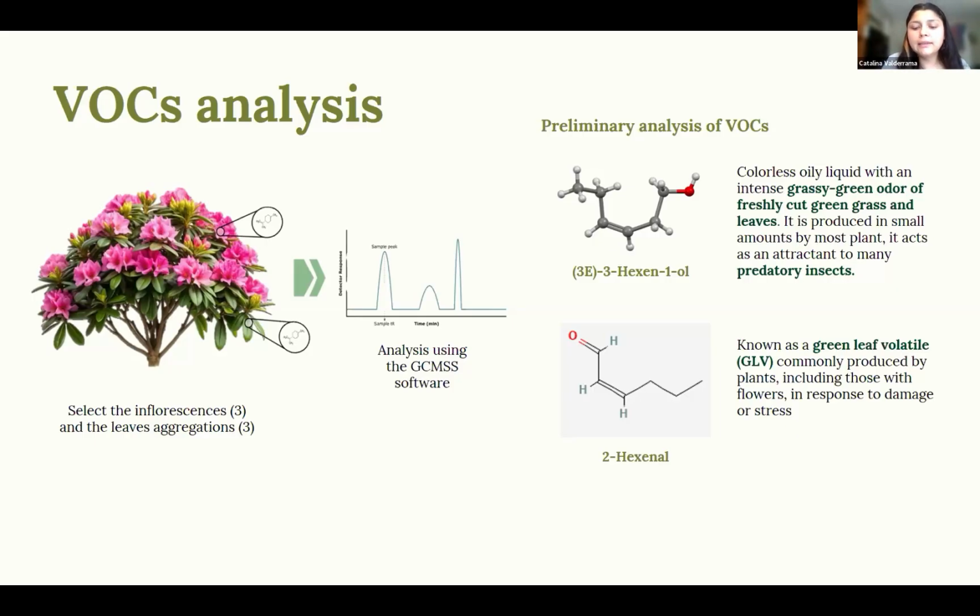We already did a preliminary analysis of Rhododendron oldhamii, and I'm showing here two of the VOCs that we found. They are correlated with green, grassy odors, but also with the function of attracting those predatory insects that I mentioned at the beginning. We also found another volatile that is highly related with the VOCs from rhododendrons. This is what we have so far.